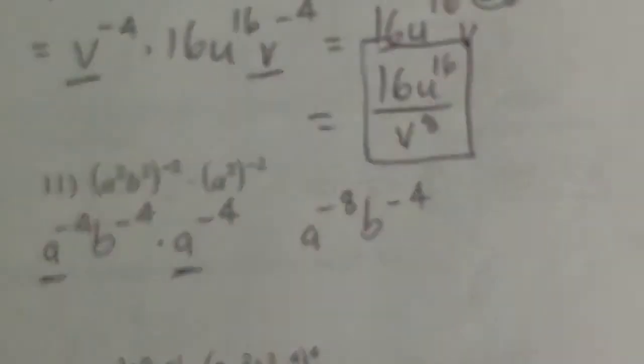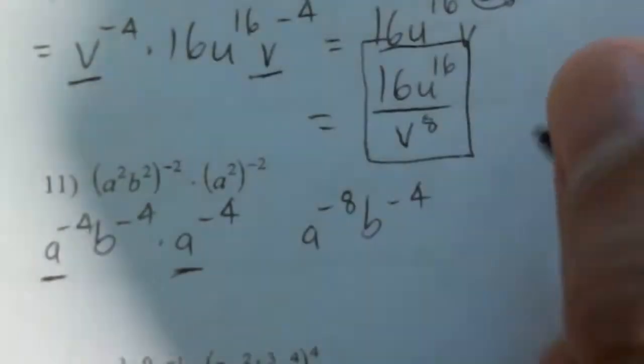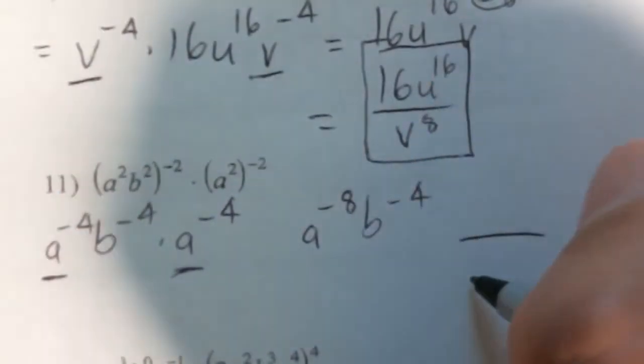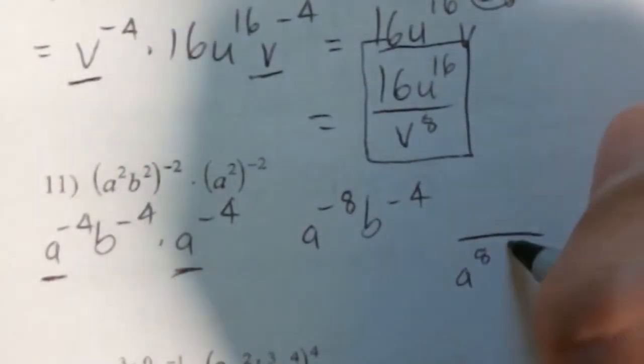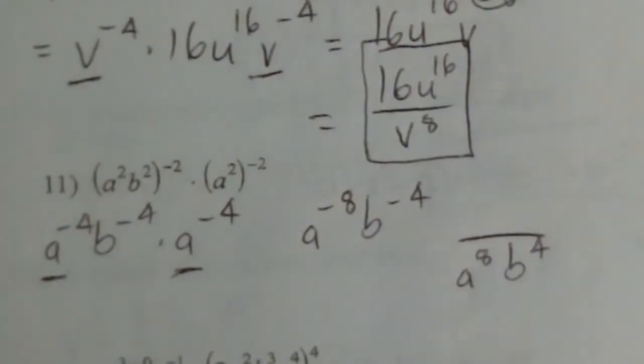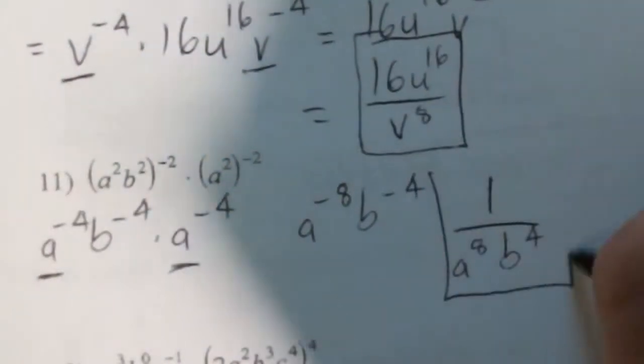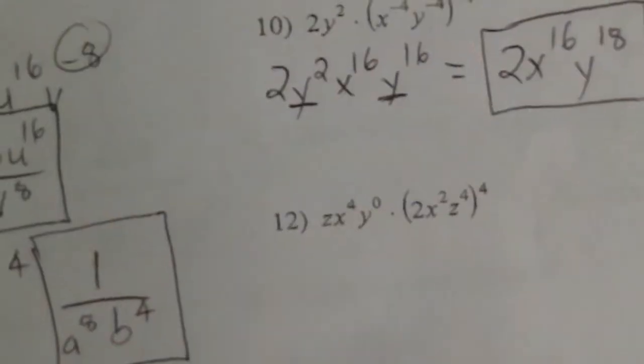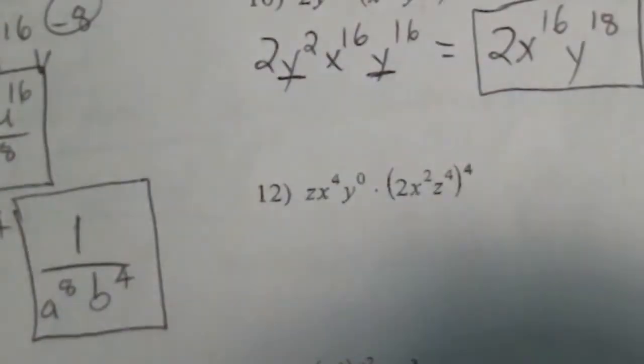and I got the b to the negative 4, but I can't leave that. I got to flip both of those guys on the bottom. So I flip that, so there's an a to the positive 8 on the bottom, and b to the positive 4 on the bottom, and what is left? What do I have on top? Smiley face? Frowny face? 1. That is my final answer. Okay, now we got 3 variables, no problem.